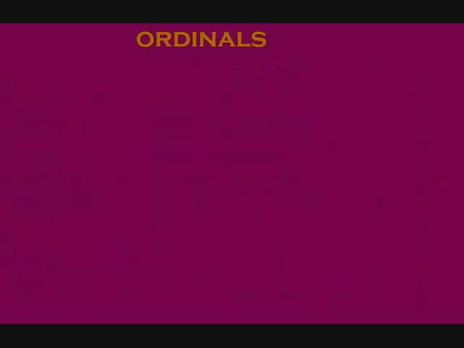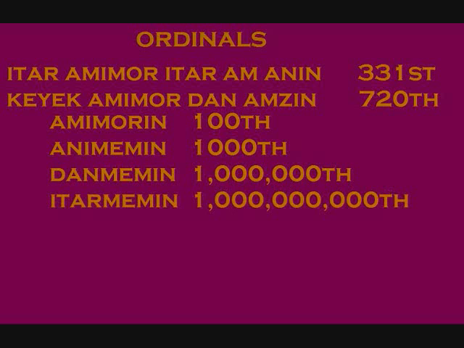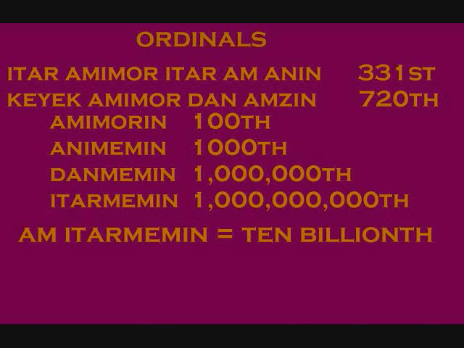When dealing with more complex numbers, the rightmost digit is the one that becomes ordinal. For example, 331st would be itar amimor itar am anin, and 720th would be keyek amimor dan amzin. The ordinals for 100, 1000, million, and billion are amimorin, animemin, danmemin, and itarmemin. So 10 billionth would be am itarmemin.